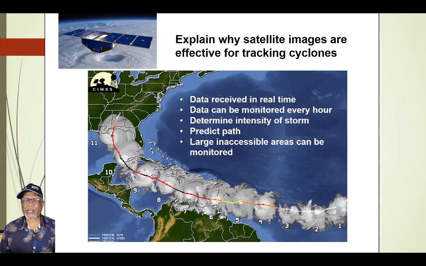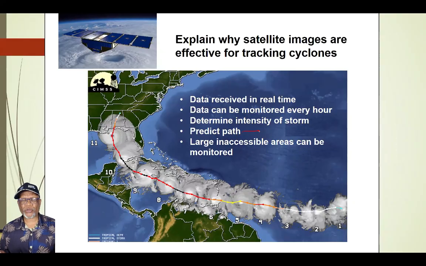Satellites are giving you a live feed of whatever process is taking place, and the data can be monitored every hour. It can determine the intensity of the storm, whether it is category 1, category 2, category 3, and we know we are going to prepare differently for different categories of storms. And you can also use the satellite images to predict the path so that people can be given timeous warning, so that they know which areas to avoid and which areas they can go to for evacuation.